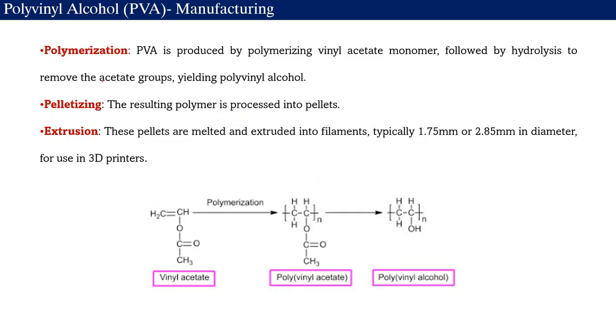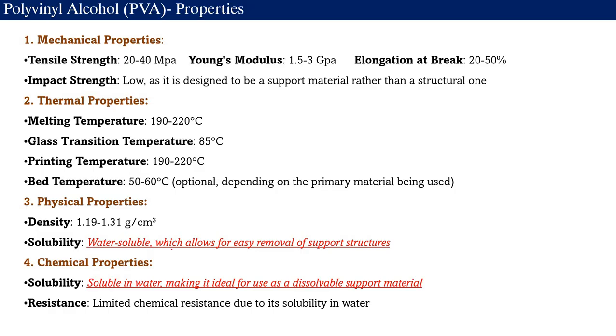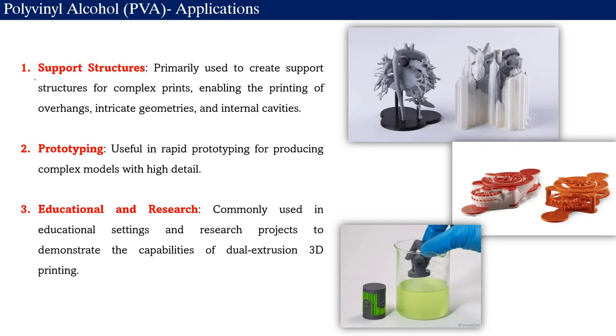So how is PVA formed? It is produced by polymerizing vinyl acetate monomer followed by hydrolysis to remove the acetate groups, yielding polyvinyl alcohol. So vinyl acetate polymerization, polyvinyl acetate, polyvinyl alcohol. The pellets are formed after this, and then using the filament making machine, the filament is prepared for this PVA. The most important property is that it is water soluble. That's why it is particularly used for generating the support structure. The applications are support structure, prototyping, and educational research.